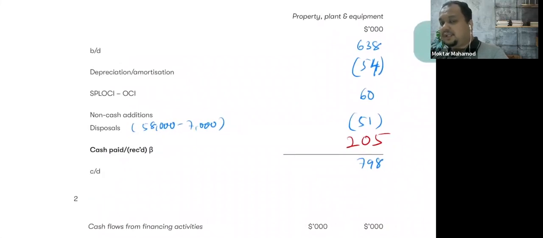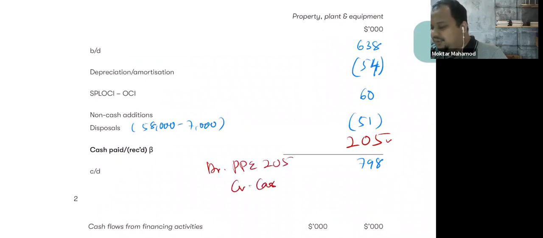So normally in the assets account like this one, PPE, you akan dapat positif sebab double entry dia mesti debit PPE kan, masa you beli 205 and credit cash. Maksudnya cash outflow lah kat sini 205. Dia tak akan debit cash dekat dalam ni sebab debit cash account bukan dekat dalam PPE. Itu kat dalam disposal account kan.